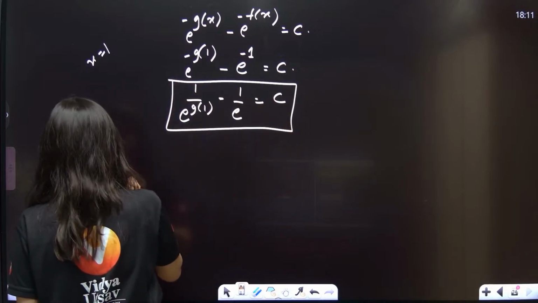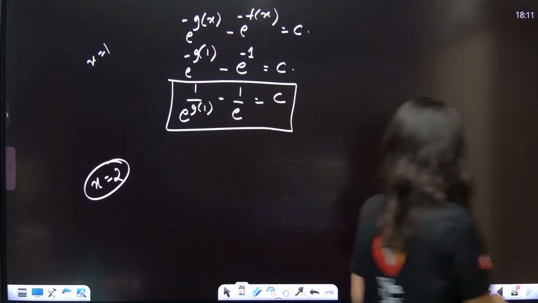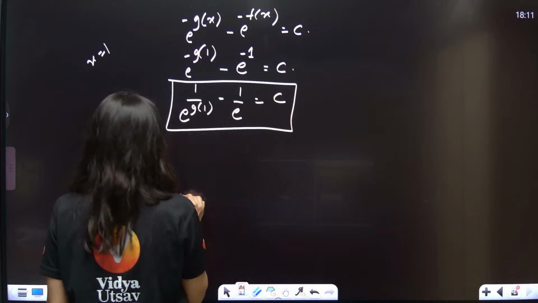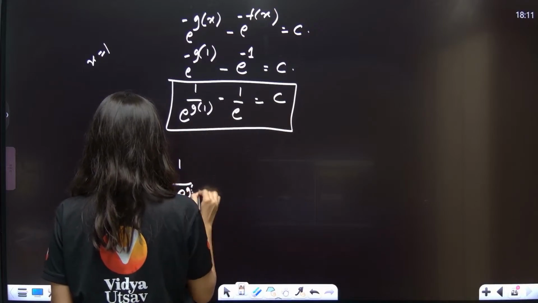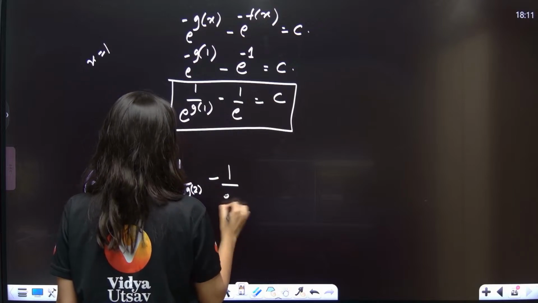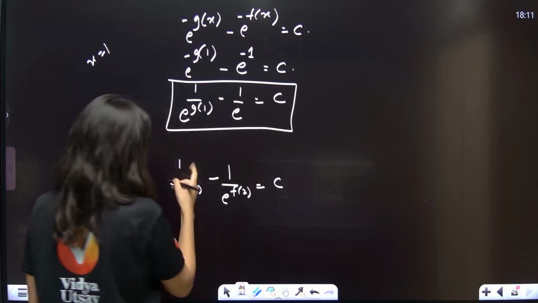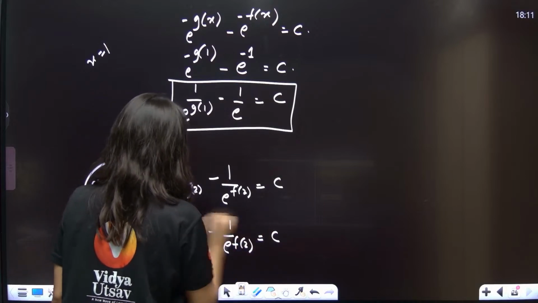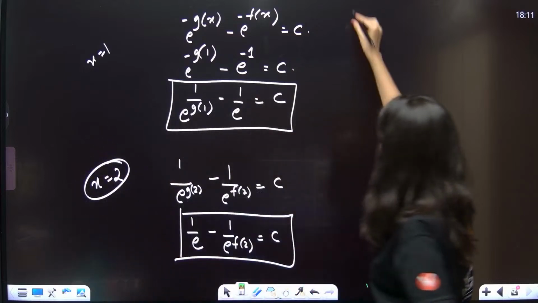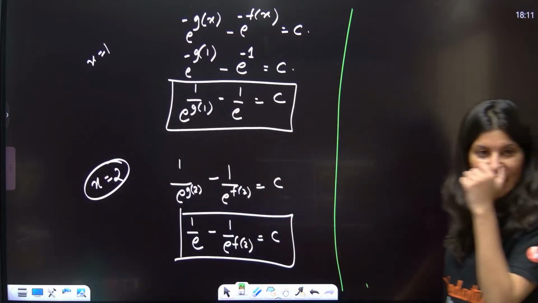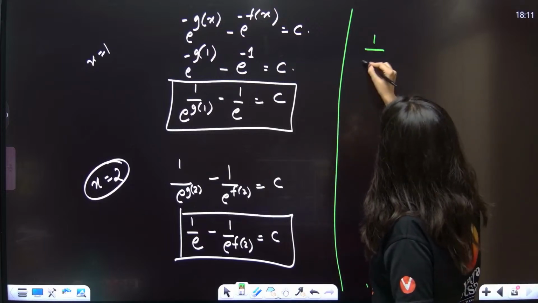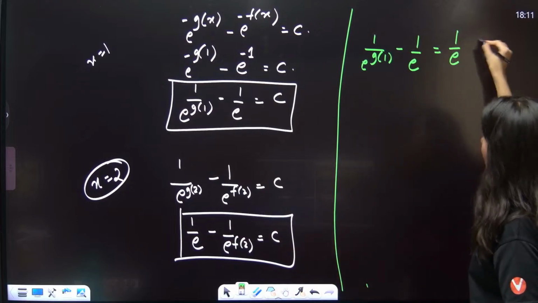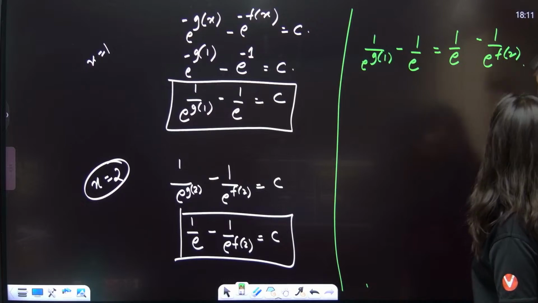Now put x equals 2, because as per the question, g of 2 is also given as 1. Put x equals 2. So you are going to get 1 upon e power g of 2 minus 1 upon e power f of 2 is equal to c. So now 1 by e minus 1 upon e power f of 2 is also c. Equate the constant. Constant is there, equate it. So this is 1 upon e power g of 1 minus 1 upon e is equal to 1 by e minus 1 upon e power f of 2.